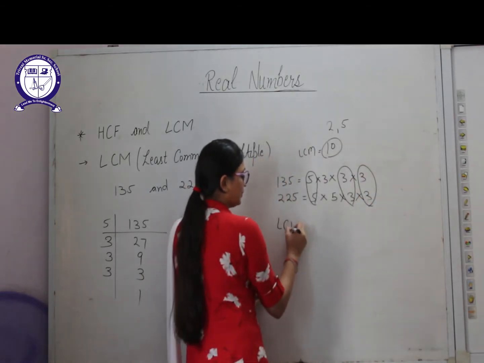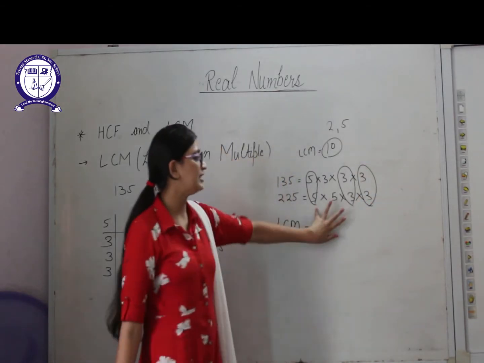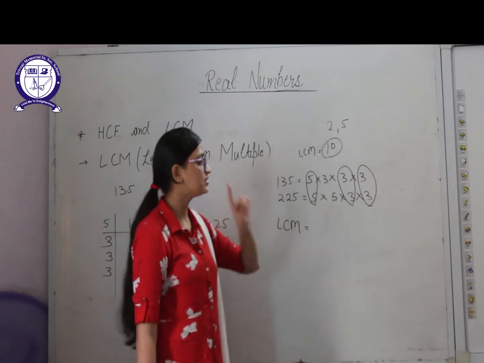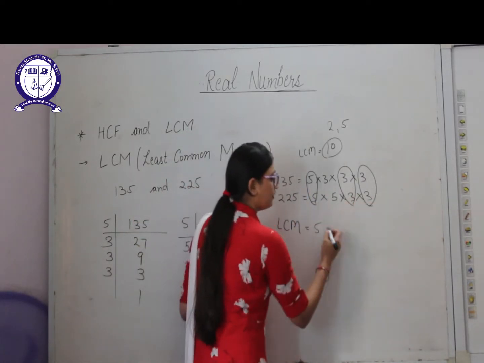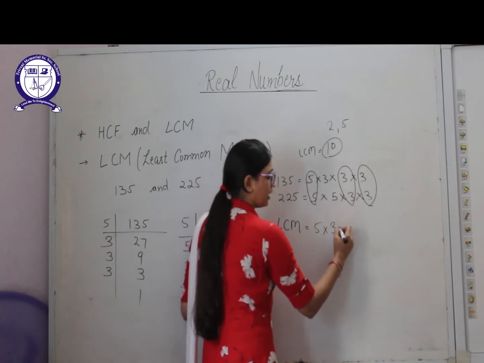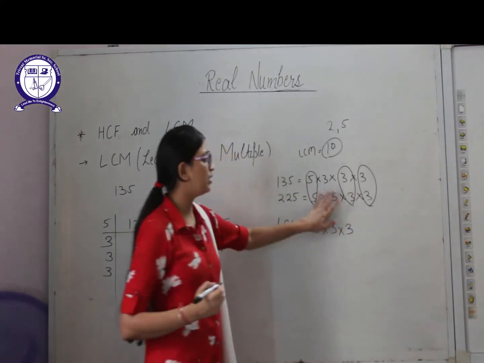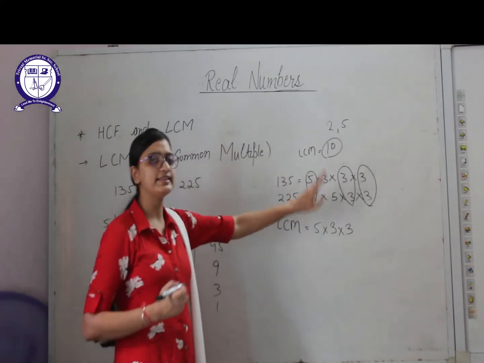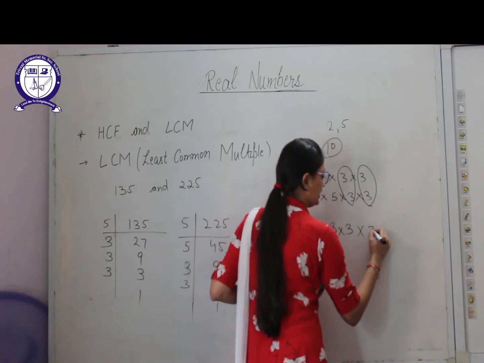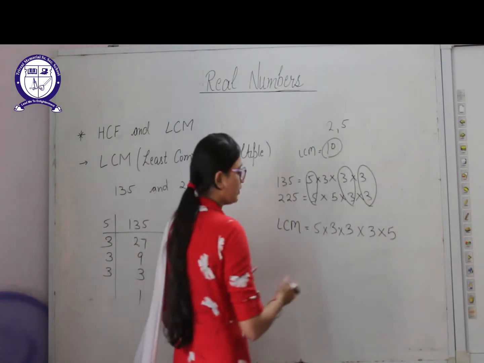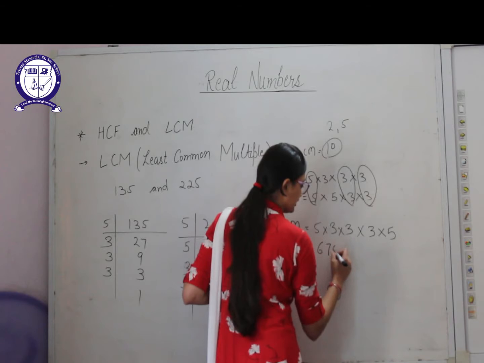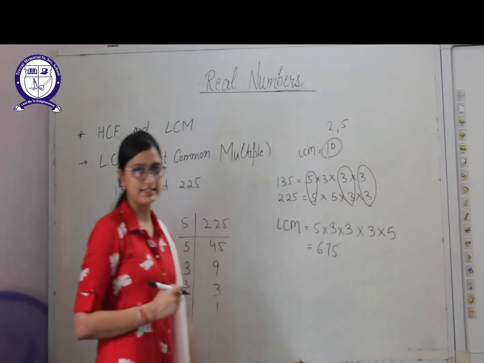So for the LCM, we will write these paired numbers as one unit. Like 5 and 5 will be 5, 3 and 3 will be 3 and 3. And these two numbers are left behind, so we will write them as they are. It will be 3 and 5. Right? So the answer will be 675. This will be the LCM.